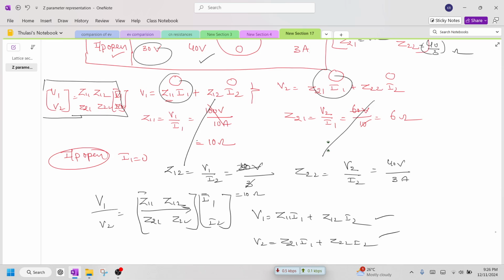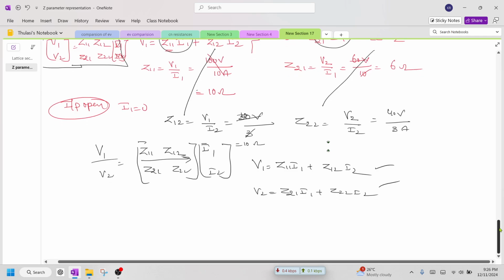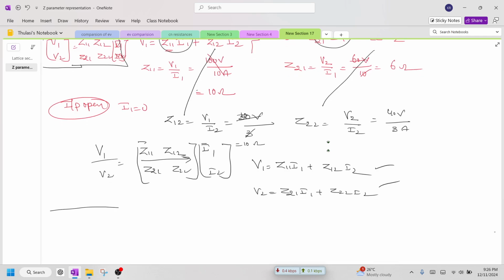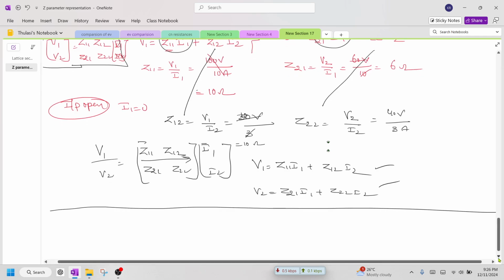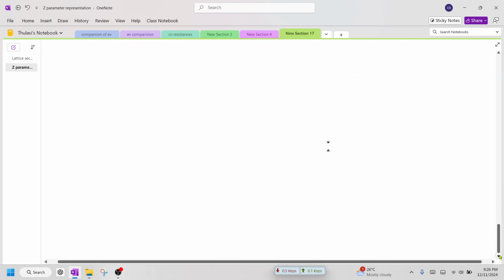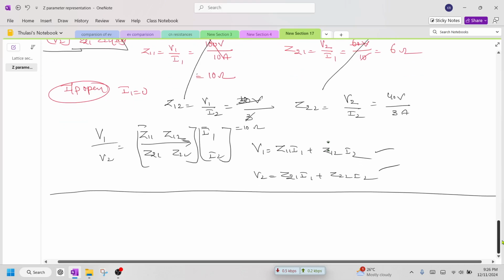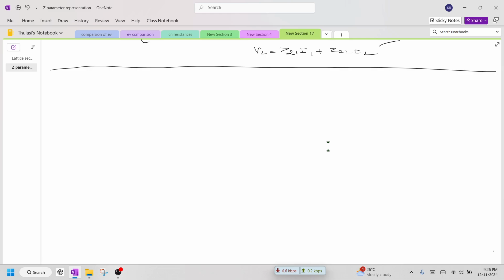Let us try to solve one more problem of this category. The more problems you solve in circuits, the more professional and expert you become. So this is problem number 4.